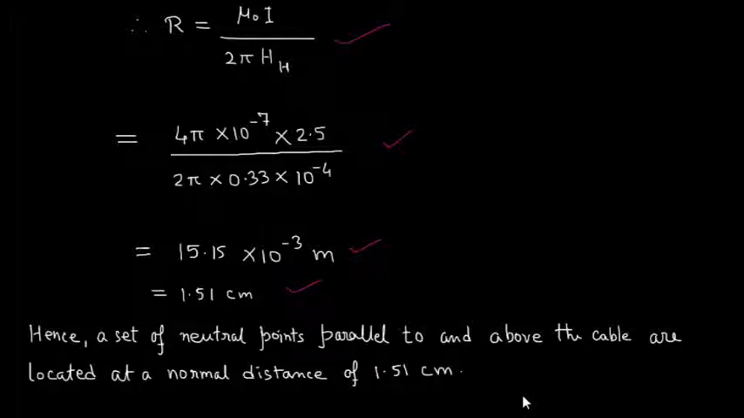Hence, a set of neutral points parallel to and above the cable are located at a normal distance of 1.51 centimeter. Let us see the next problem.